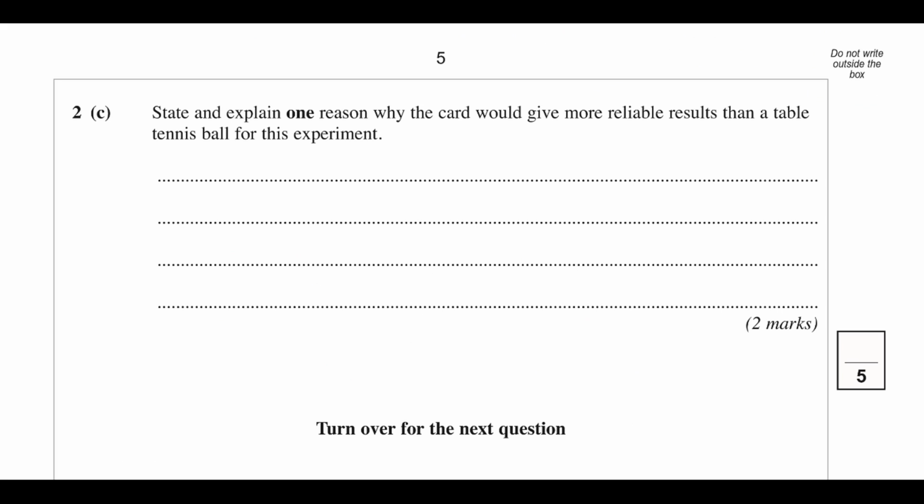State and explain one reason why the card would give more reliable results than a table tennis ball for the same experiment. So a table tennis ball will have a much larger surface area, so therefore it's going to be affected more by air resistance. So you'd find your value of g was smaller than before. So let's put that down. All right, so let's just review what we've got there.